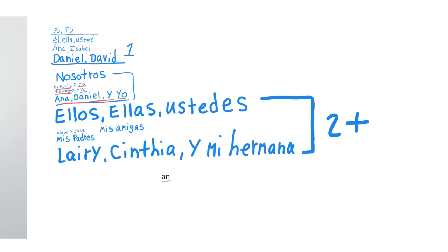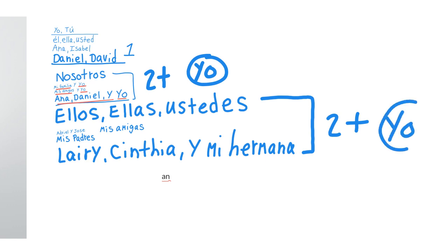So just in summary, if it's yo, it's always going to be I. If it's tú, it's always going to be you. For él, ella, usted, it's whenever you're talking about just one individual person. For nosotros, it's whenever you're talking about two or more people, but that group always includes you, so it always includes yo. For ellos, ellas, ustedes, it's always when you're talking about two or more people, but it does not include you. Hope that helps.